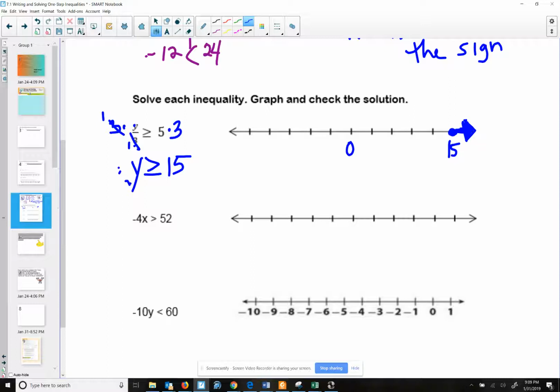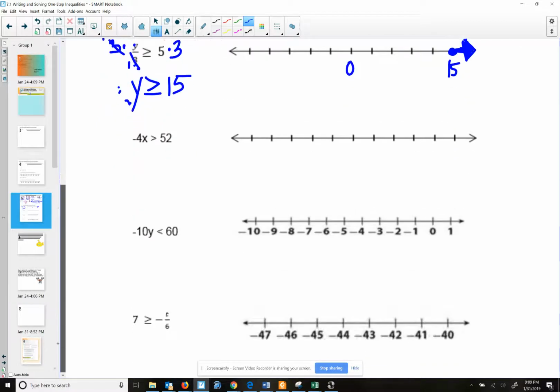All right, let's take a look at this next one. -4x is greater than 52. I need to get x by itself. So in order to undo that multiplying, -4 times x, we're going to undo it by dividing. All right, so we'll change color here. Now divide by -4. Divide this side by -4.